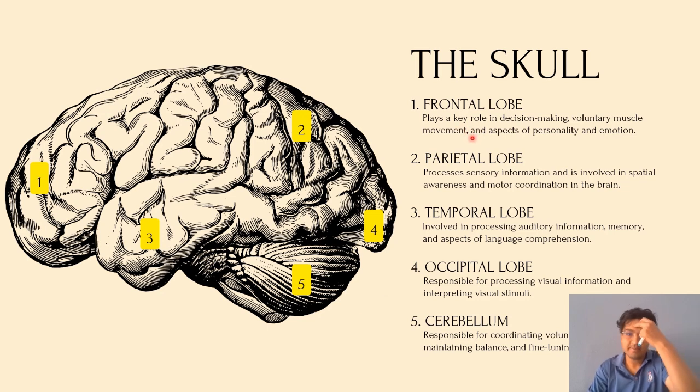The frontal lobe plays a crucial role in decision making, voluntary muscle movement, and aspects of personality, such as when you feel emotion, sad or happy. Whenever you feel happy, it's your frontal lobe. Then we have the parietal lobe, which processes sensory information and involves awareness and motor coordination. For example, when I pinch your finger, you feel that something is pinching. That is the parietal lobe.